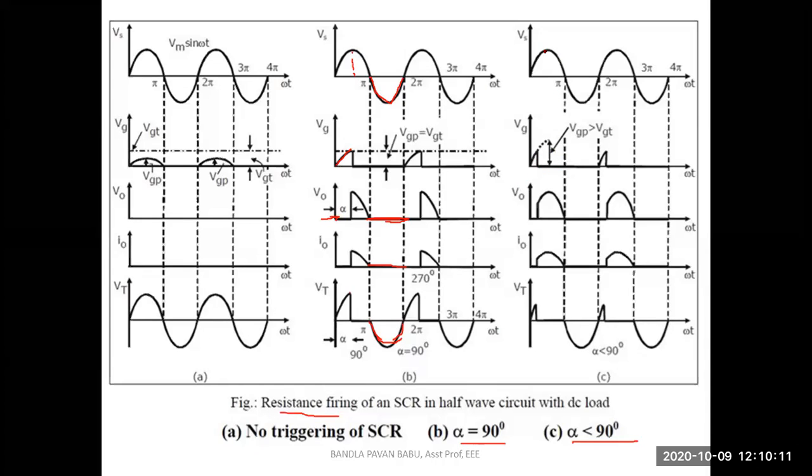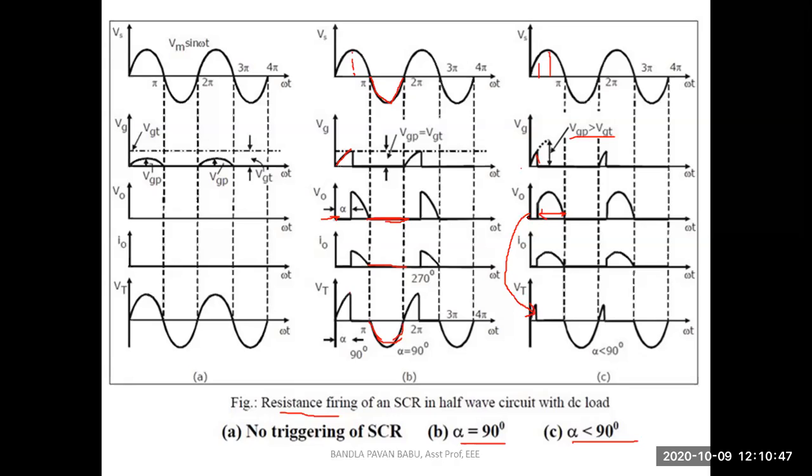So how can you consider 45? See, in a half cycle, 50% of the waveform is at 90 degrees. So 50% of that 90 means 45. So let us consider 45 degrees. Now I have adjusted the resistance up to 45 degrees. That is VGP is greater than VGT. So what happens? Voltage appears. So this is the total output voltage, and this is the delay. This voltage drop appears across the thyristor.